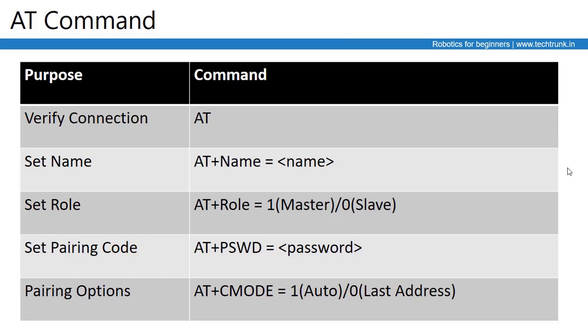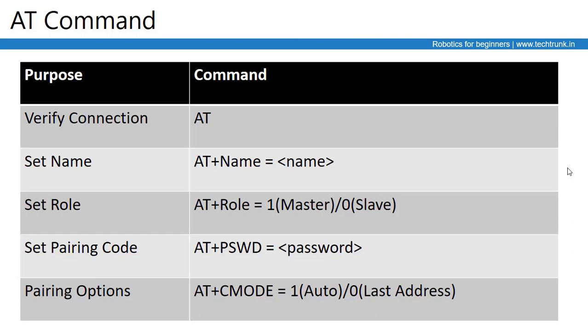In that case, you'll have to set up the mode of the communication in both NL and CR, that is both new line and carriage return, and the baud rate to 38400 bits per second. And if you send AT to verify the connection, the S05 will reply OK.